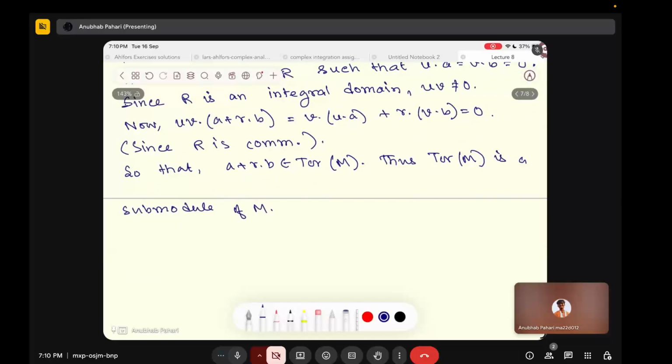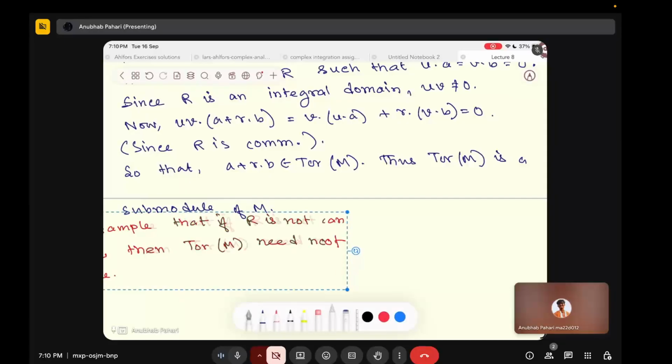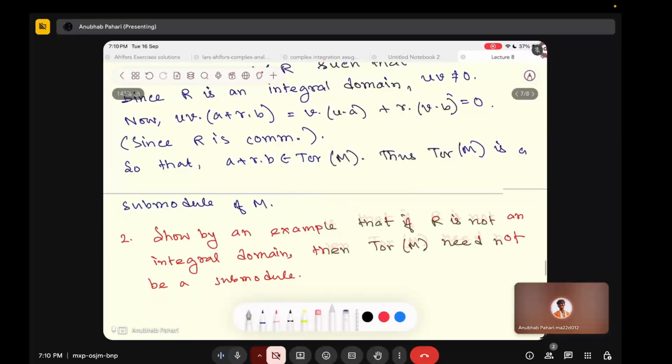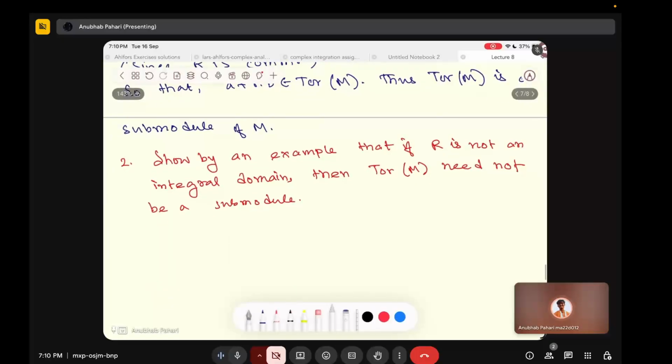Now we have a second question, that is, we have to show that if R is not an integral domain, then this submodule thing may not be true. Okay, so see, think if you can think of an example.